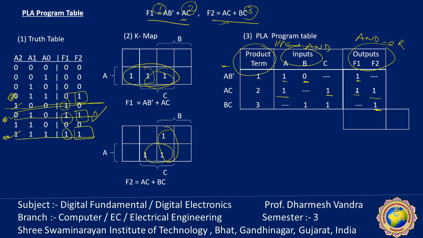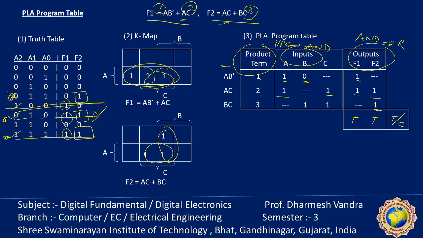So F1 is 1, 1 and 1, so it is true. We directly connect this one, and here also directly. There is no F2 dash required. So T means directly, C means complement. Boolean terms listed at the left are not part of the table. They are included for reference only.